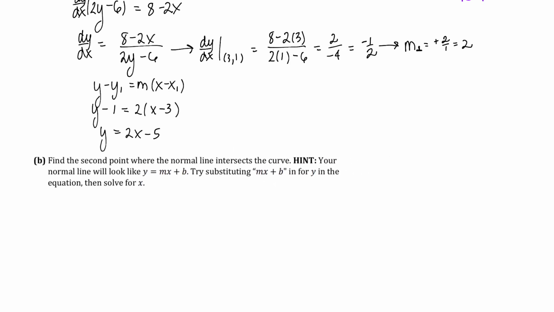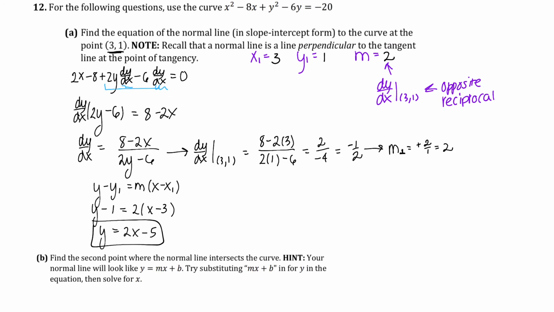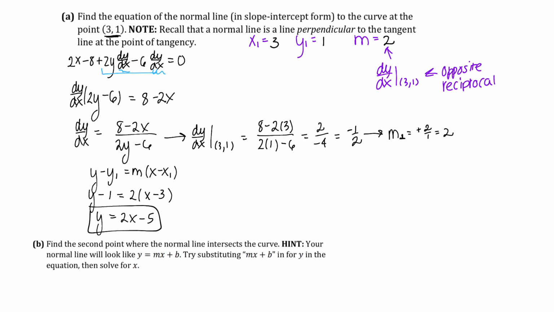Part B, find the second point where the normal line intersects the curve. Hint, your normal line will look like y equals mx plus b, right? This is our normal line. Try substituting mx plus b in for y in the original equation. So our original equation was x squared minus 8x plus y squared minus 6y. It's this guy up here, equals negative 20.